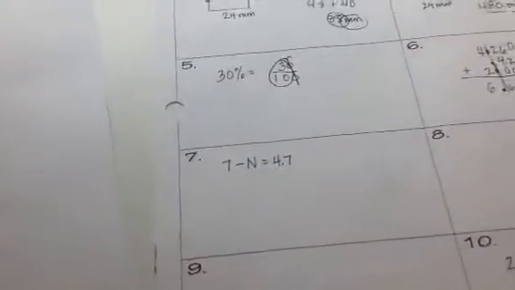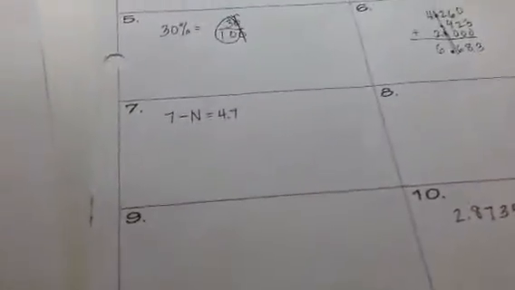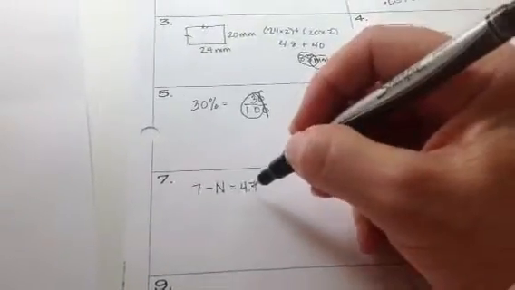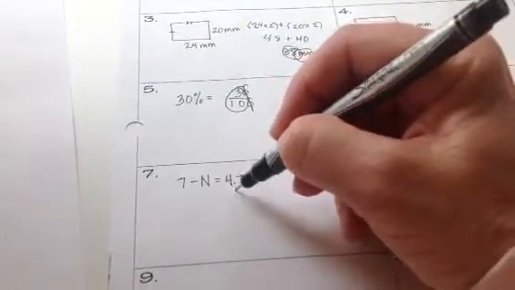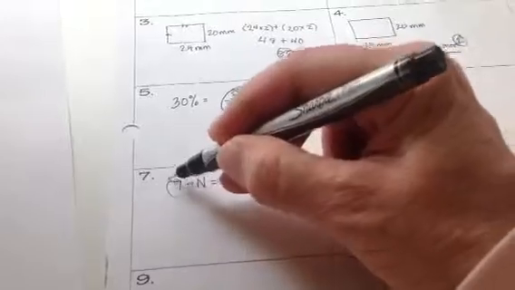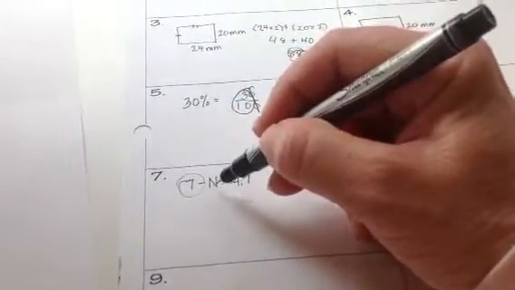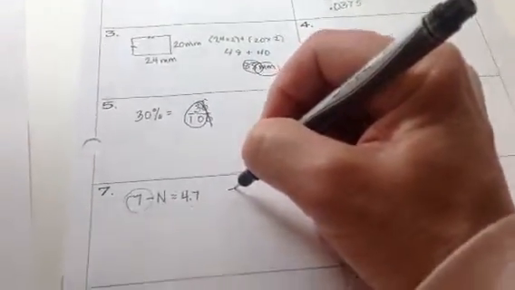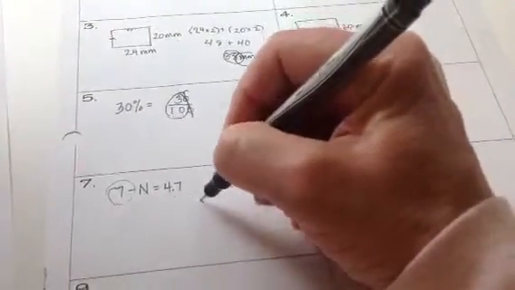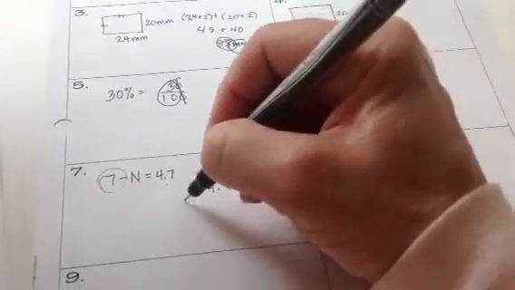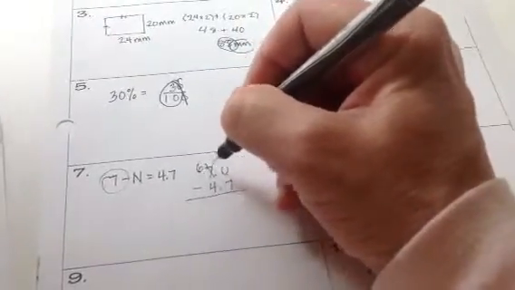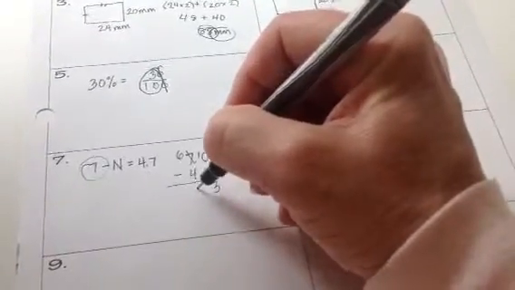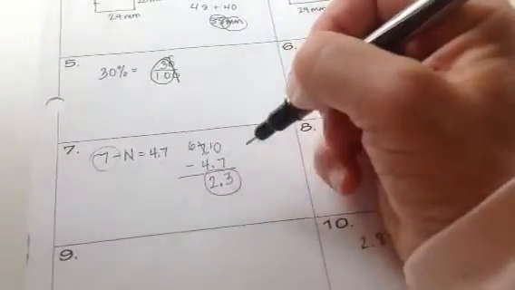All right, number 7 is, what is 7 minus n, or 7 minus n equals 4.7? Well, if 7 minus something equals that, this has to be the largest number. I cannot add then, right? So now I'm going to subtract 4.7 from 7. So 7.0 minus 4.7, borrow from here, get a 10, get a 3. What's 6 minus 4 is 2, so my answer is 2.3. Okay?